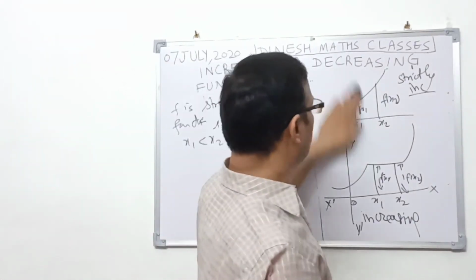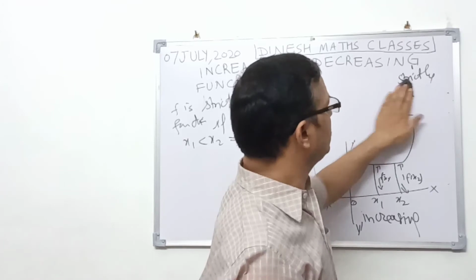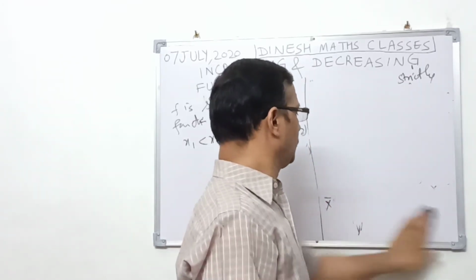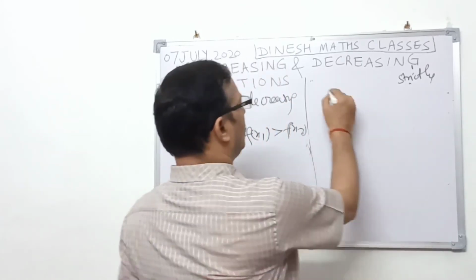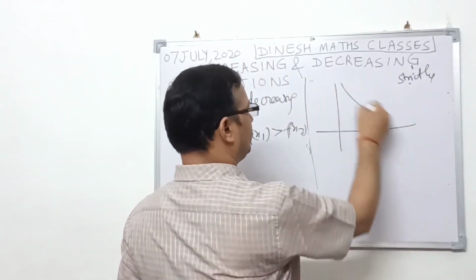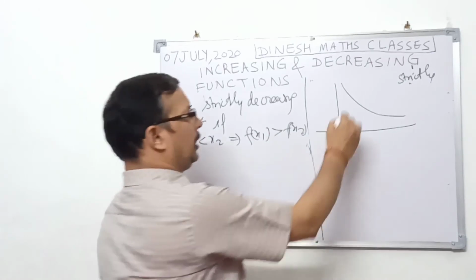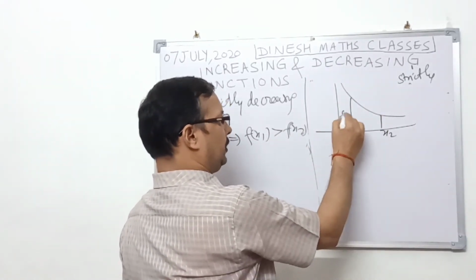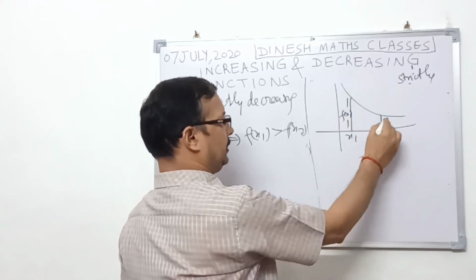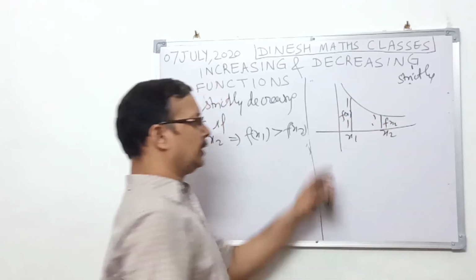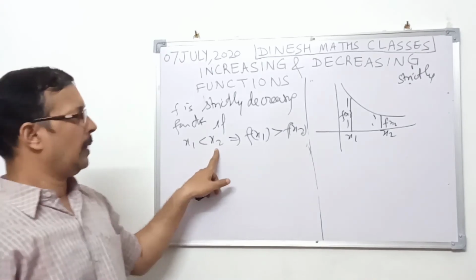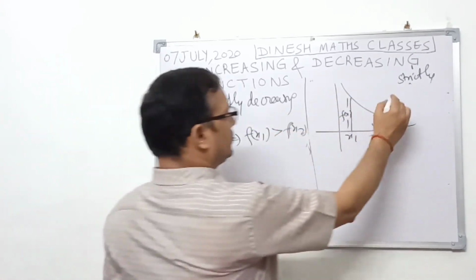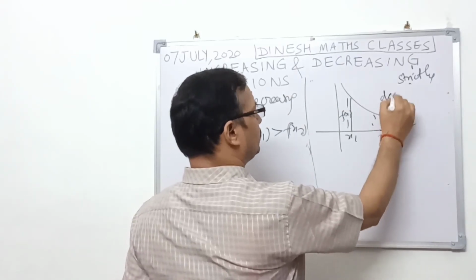You can see the diagram for this strictly decreasing function. The graph will be of this type, a falling graph like this, and you have x1, this is x2, this is f(x1), this height, and this height is f(x2). Clearly you can see that x1 is smaller than x2, but f(x1) is greater than f(x2). So this is for a strictly decreasing function.